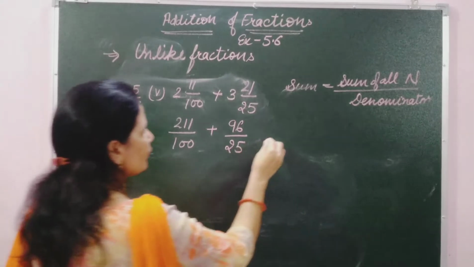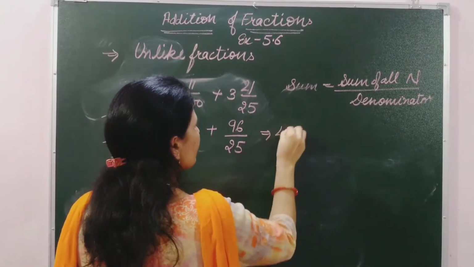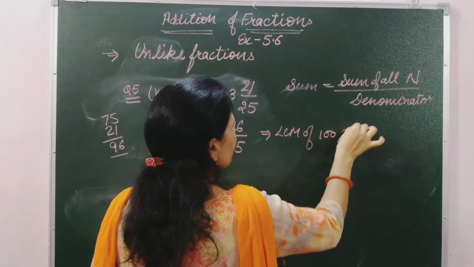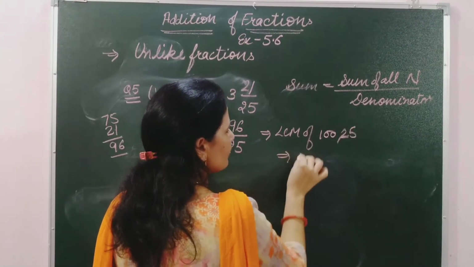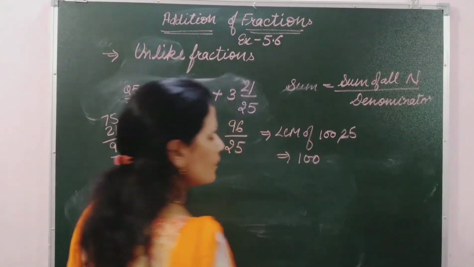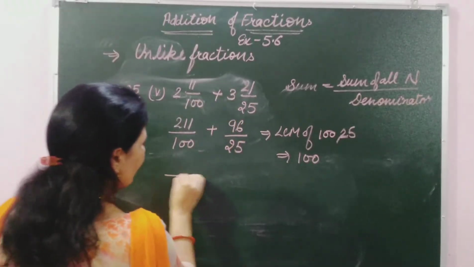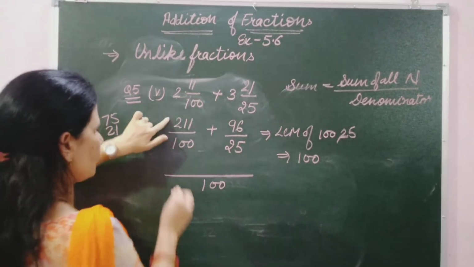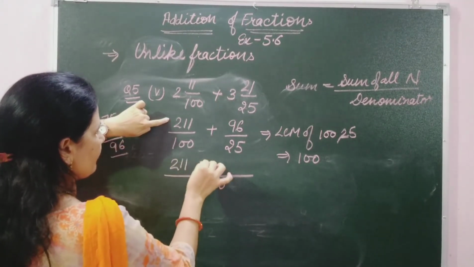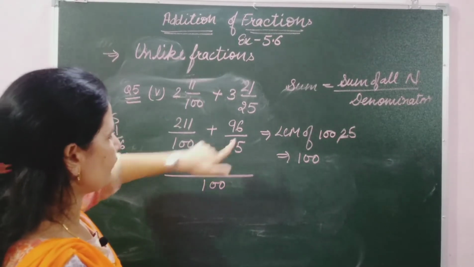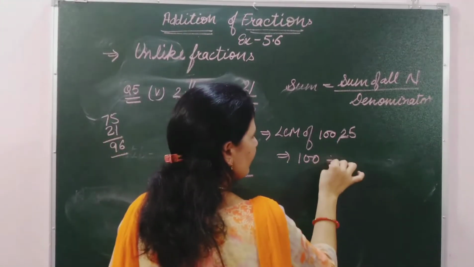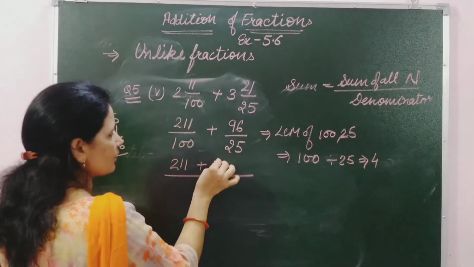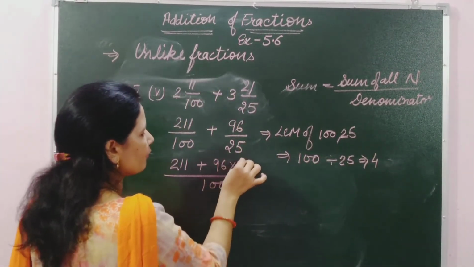Now the second step: the LCM of 100 and 25. If we take the LCM of 100 and 25, the LCM will be 100. So write the LCM as the common denominator. 100 times 1 is 100, so 211 over 100. For the other fraction, whenever we divide 100 by 25 we get 4, so the numerator 96 is multiplied by 4.